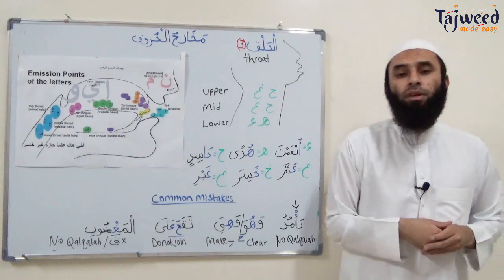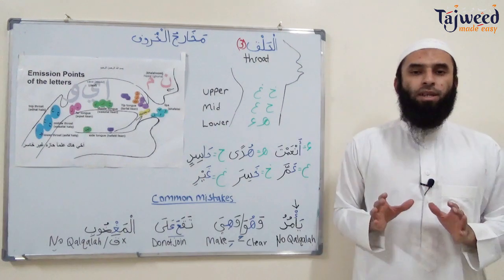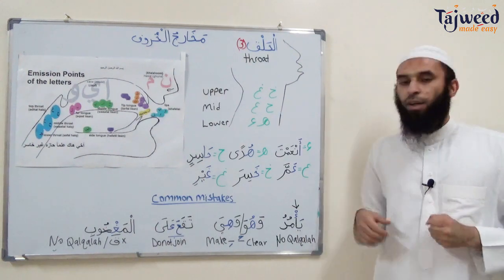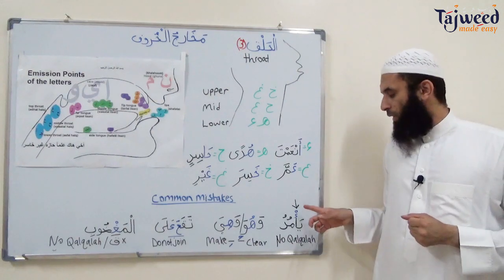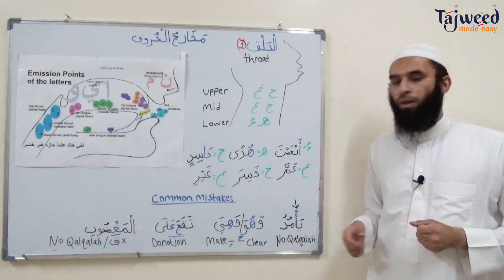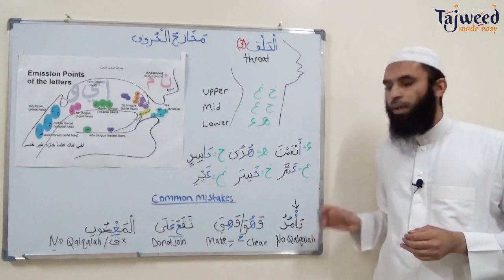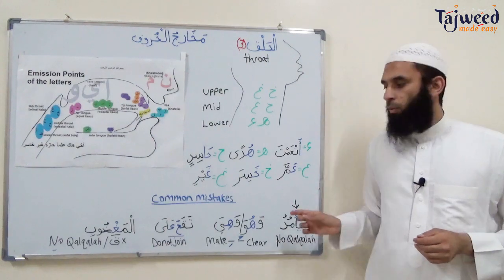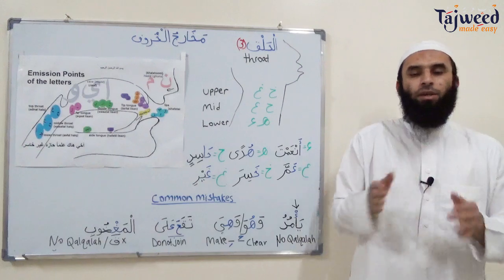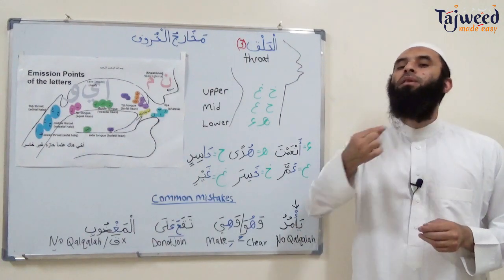Now let's look at some of the common mistakes that people make when they pronounce these letters. We hear these on a regular basis. Number 1, the word ya'muru. Whenever there's a hamza sakina, hamza with a sukoon, we have to make sure we do not produce a qalqala, echo sound. So here, ya'muru, and not bouncing it with an echo sound. Just go to the makhraj and come out.